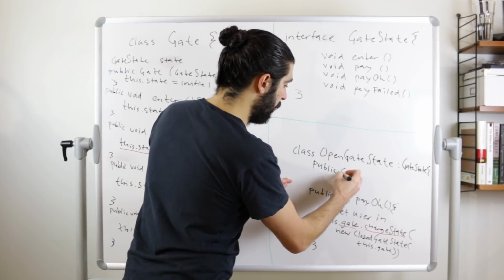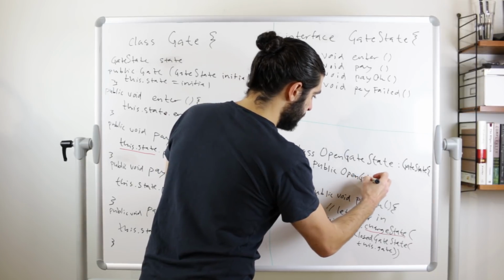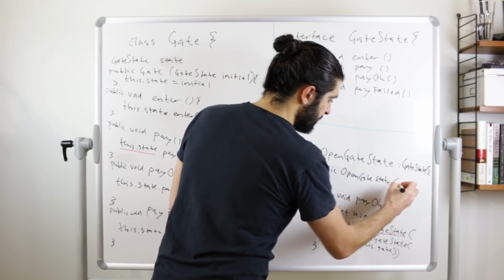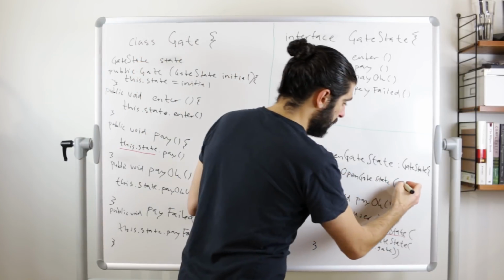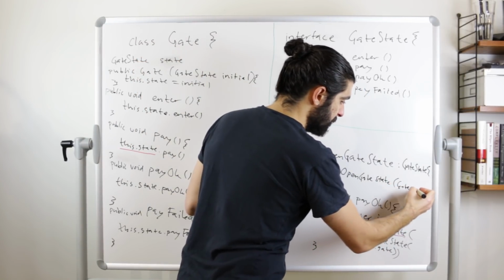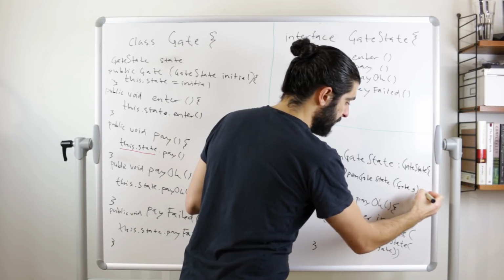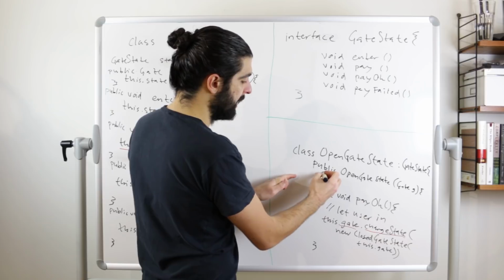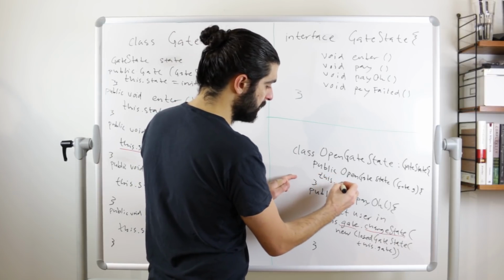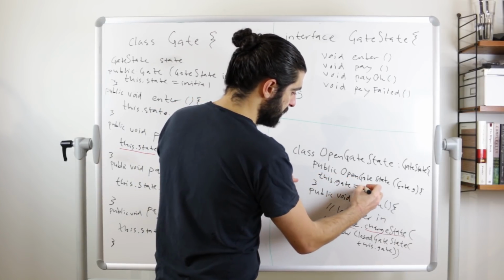So public open gate state, because that's the name of the class. And then this takes something of type gate. So gate, due to lack of space, let me just call it G. I'll close the parenthesis here and then open the constructor. Close the constructor here, and then in between I'll write this dot gate equals G.